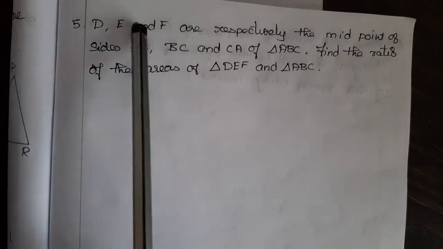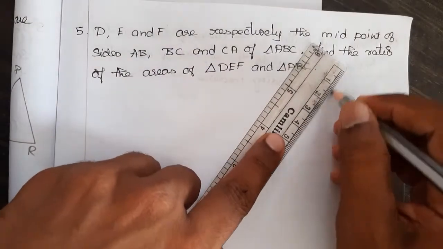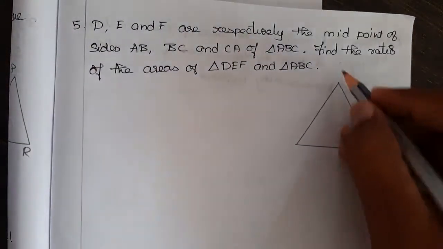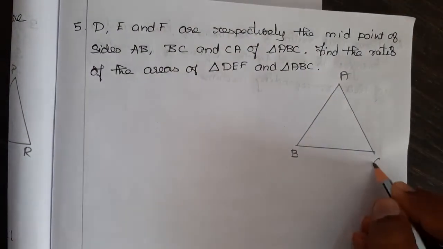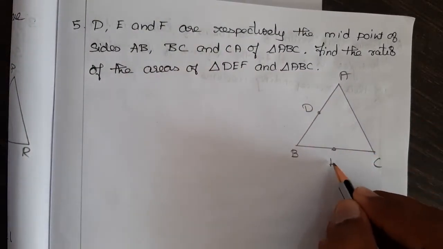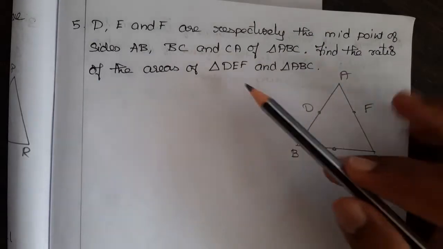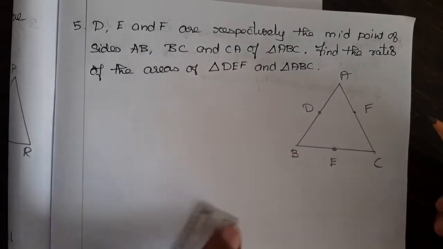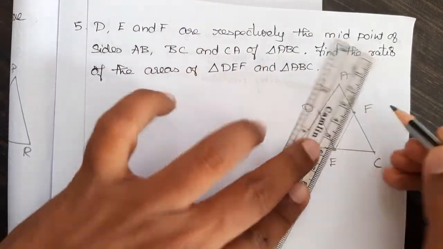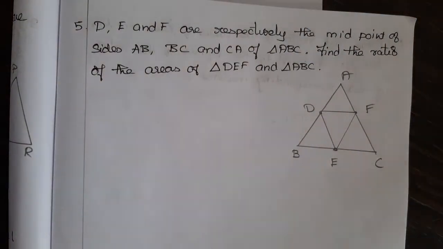So here we go for the next problem. D, E, F are respectively the midpoints of the sides AB, BC and CA of the triangle ABC. So there is the triangle ABC, and D is on the side AB and E is on the side BC and F is on AC, right? Find the ratio of the area of the triangle DEF. So let me connect DEF. So this small triangle and the big triangle, we have to find the ratio of areas.